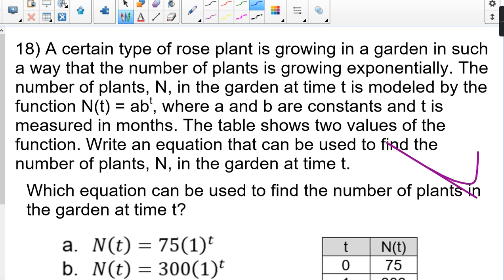So we have multiple choice. I didn't mean to write there. I was just trying to scroll.